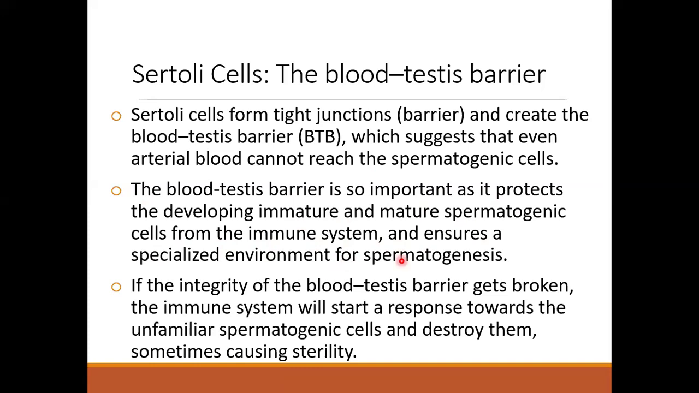Like I said earlier, once they are protected, they create their own environment, which will promote their development. And if the integrity of the blood-testis barrier gets broken, the immune system will start a response towards the unfamiliar spermatogenic cells and destroy them, sometimes causing sterility. I hope this point was also well explained earlier.